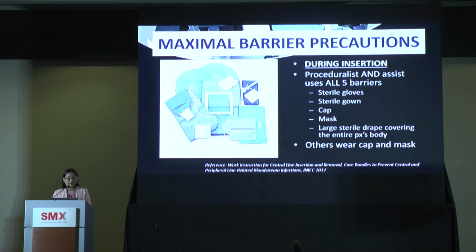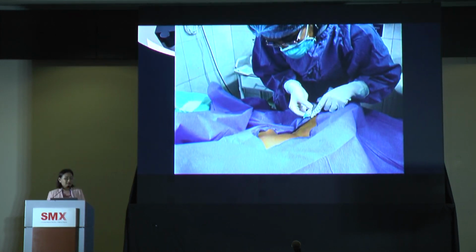Now, for maximal barrier precautions during insertion, we should follow all 5 barriers: the sterile gloves, gown, cap, mask, and the large sterile drape, similar to an OR setup, not just for the proceduralist, but also for the assistant. More often, what we usually see is the one who inserts is wearing the cap and mask and all the other barriers, but the one assisting him is not wearing anything to protect, just a mask maybe. So this is the ideal setup of how a preparation for central line insertion should be.